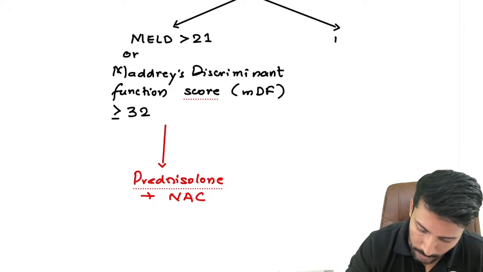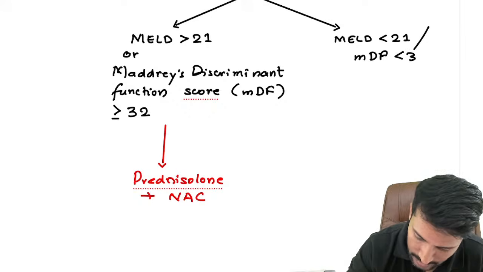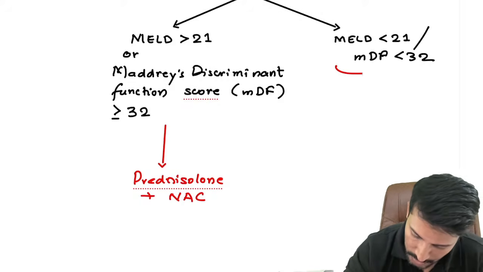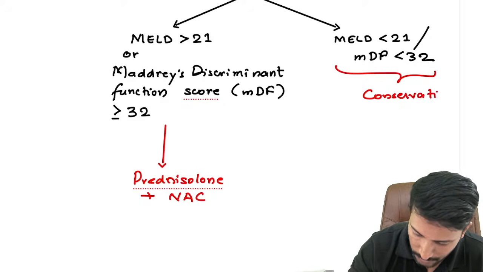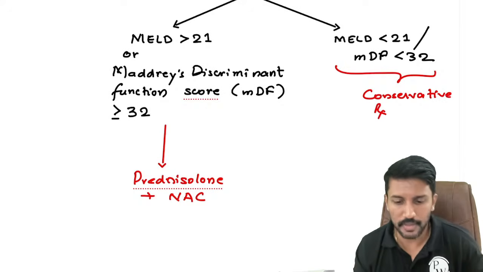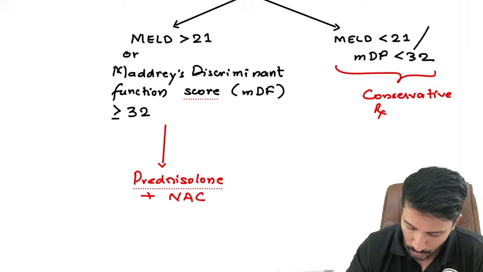And if the MELD is less than 21 or the Maddrey's discriminant function score is less than 32, right? So for such patients, we will primarily offer conservative treatment, meaning supportive treatment, ask them to abstain from alcohol and nothing more needs to be done. Okay.